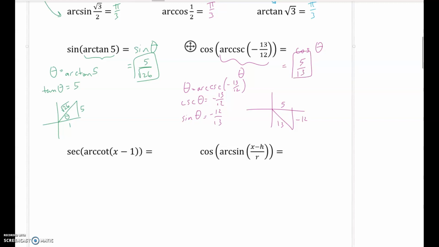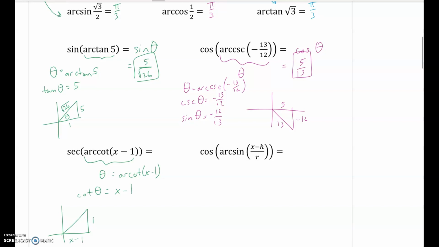We've got a more algebraic thing here. We've got the secant of the arc cotangent of x minus 1. We're still going to call theta equal to that argument. This is the arc cotangent of x minus 1, which means that the cotangent of theta must equal x minus 1. So, again, build a triangle. We'll assume quadrant 1 just for ease. Cotangent would put an x minus 1 here and a 1 right there.